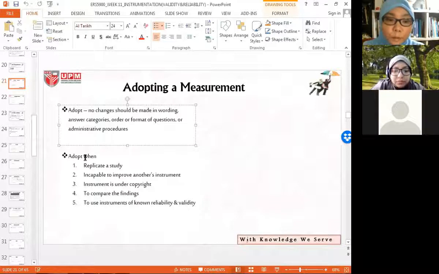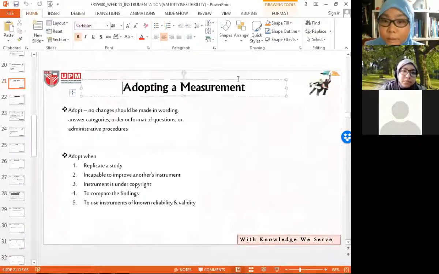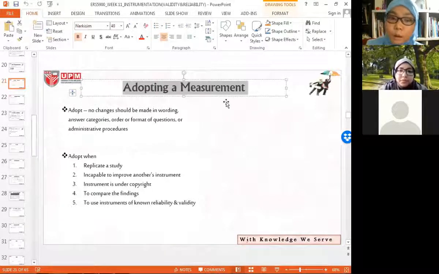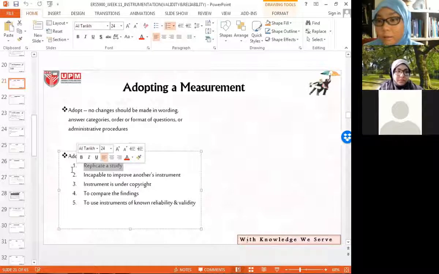Okay, so we adopt the instrument or measurement ni when we want to replicate the study. Apa maksud replicate? Replicate tak sama dengan duplicate. Okay, replicate ni meaning that, okay, based on, for example, there is one study related closely to your study.